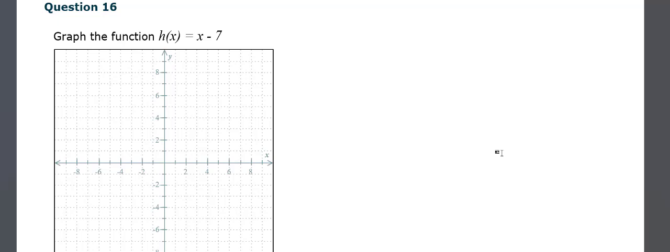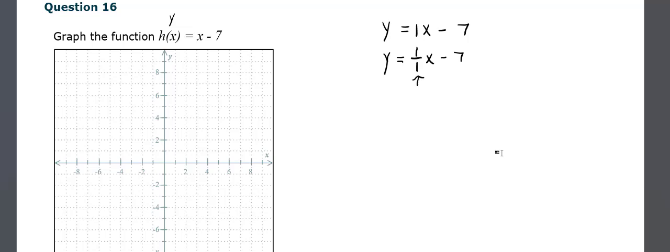Now let's look at graphing something in function notation. So h of x is the same thing as y. So essentially, we could rewrite this as y equals x minus 7. So our slope is our coefficient of our x, which in this case is understood to be 1. Now, for graphing purposes, it's easier to graph if you write it in the form of a fraction. So we can rewrite 1 as 1 over 1.